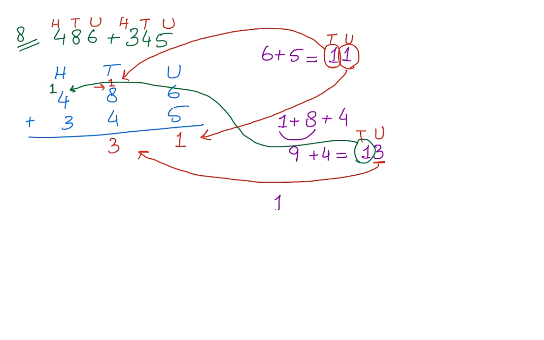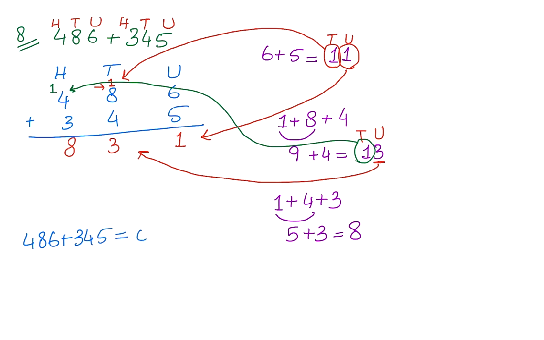So we have 1 plus 4 plus 3. 1 plus 4 is 5, and 5 plus 3 is 8. So we will write here 8. Hence we found that the result of 486 plus 345 is equal to 831.